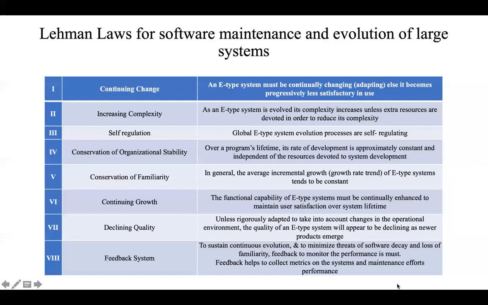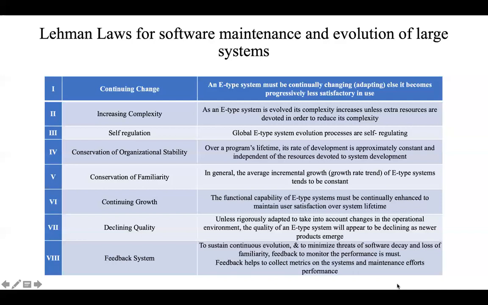So unless there is rigorous adapting to some changes in our operational environment, the quality of the E-type system will be declining. So we have to keep on changing according to the operational environment. As and when newer projects or products emerge, the E-type system will keep on declining.